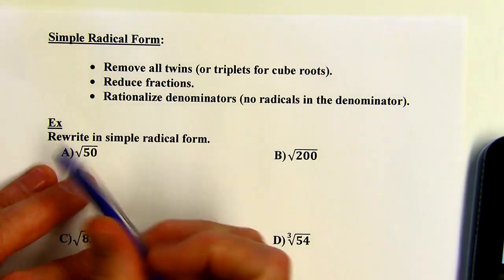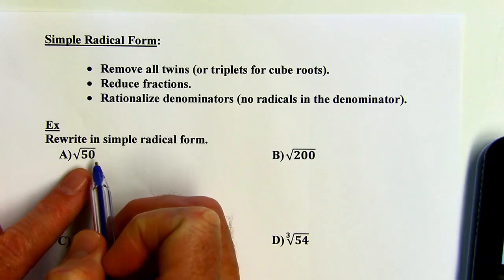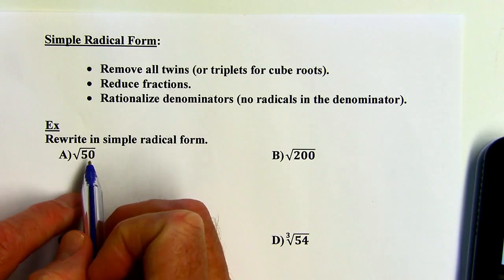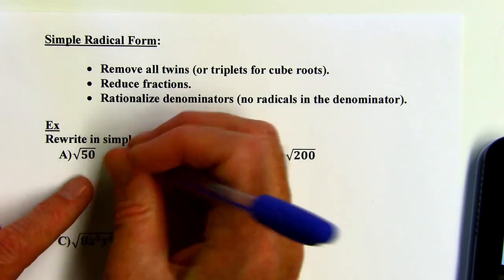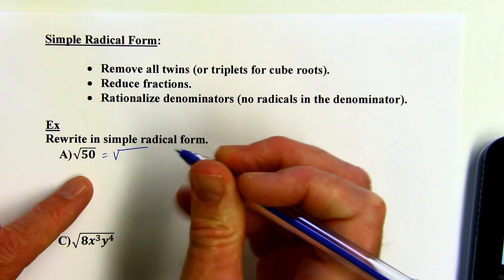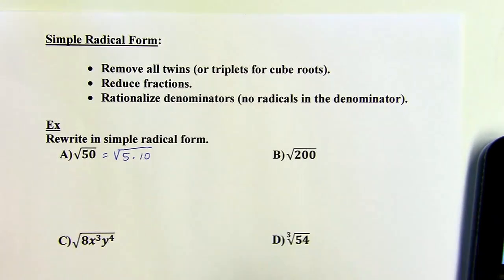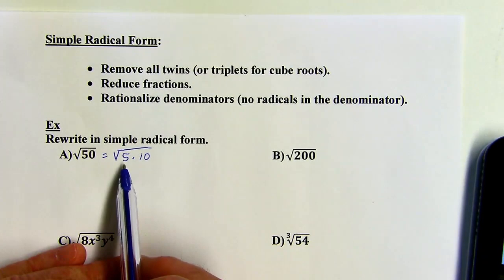is the way I like to think about it is take the 50 and break it apart into factors. So I'm going to think of a multiplication problem where the answer is 50. I don't want to use 1 times 50, but any other multiplication problem where the answer is 50. So 5 times 10, for example, or you could do 2 times 25. It doesn't matter. And then what I'm looking for is twins.